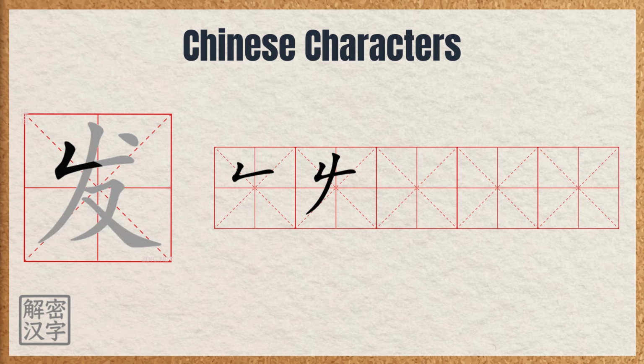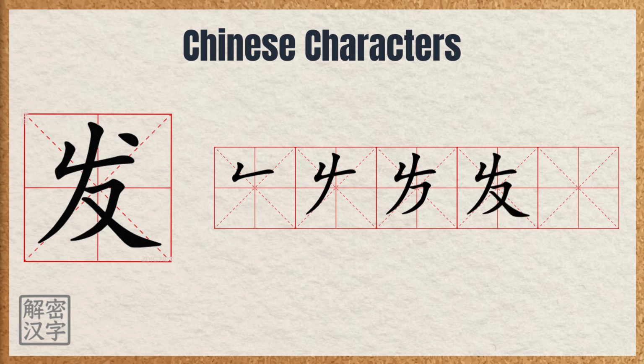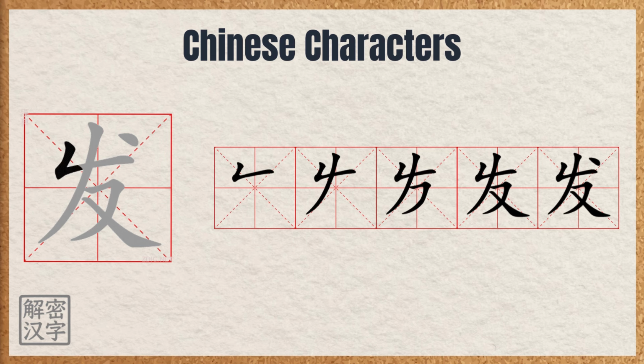Then, to the right of that stroke, write a horizontal, then left falling stroke. After that, starting from the same starting point, write a right falling stroke. Finally, go back to the right side of the first stroke and add a dot. And that completes the character fa.